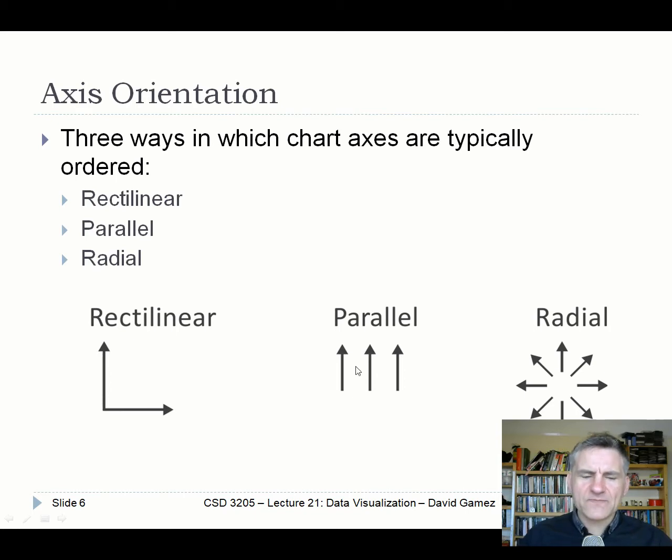And you have parallel, where the axes are all in a single line, and the data flows between the different axes. I'll give you some examples of that. And then we also have radial plots, where we're using the angle to encode different bits of information. And again, I'll give you some examples of that.